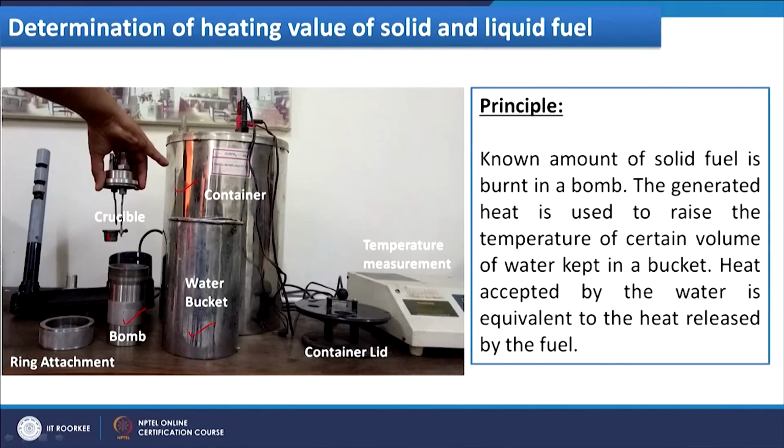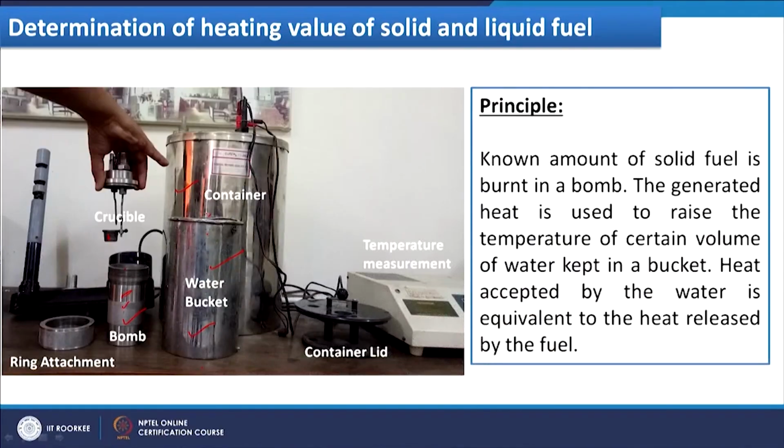Then it releases heat during the combustion, and that heat is taken up by the water put in this water bucket as well as this bomb of the calorimeter. So, now what is the principle? The amount of heat released due to the combustion of the material inside the bomb is taken up by the bomb material as well as the water kept inside the water bucket. So, this is the principle for the determination of heating value in the bomb calorimeter.